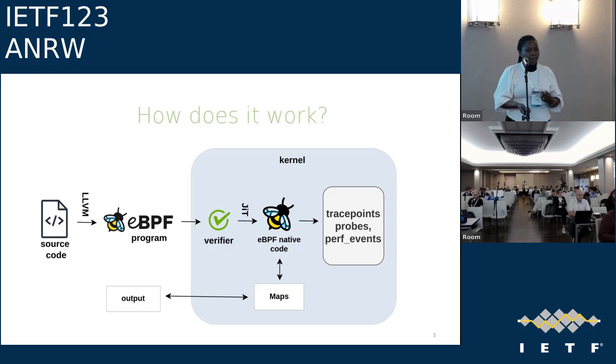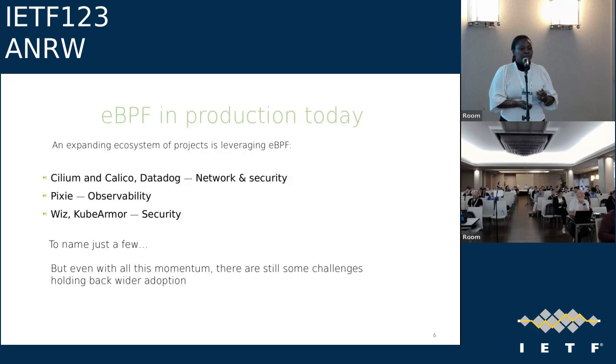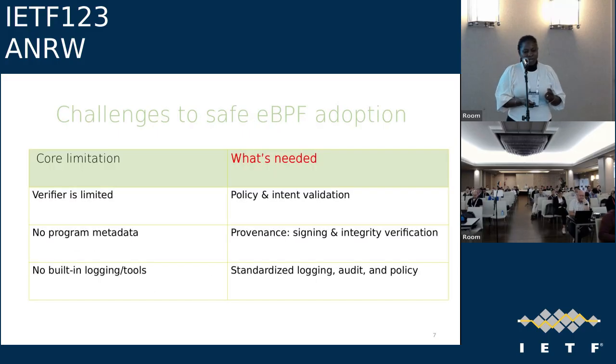So we have eBPF helpers that can be used to interact with kernel resources, and eBPF also uses maps to share data between user space and kernel space. So eBPF is powerful, but it comes with a lot of challenges. From this slide, we can see that eBPF is being used in a lot of places today, so the ecosystem is really growing. But even with all this growth, there are still a lot of challenges holding back wider adoption, especially in security critical environments. So I'll be looking at some of the challenges.